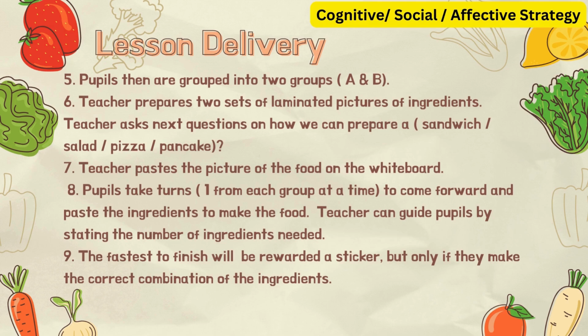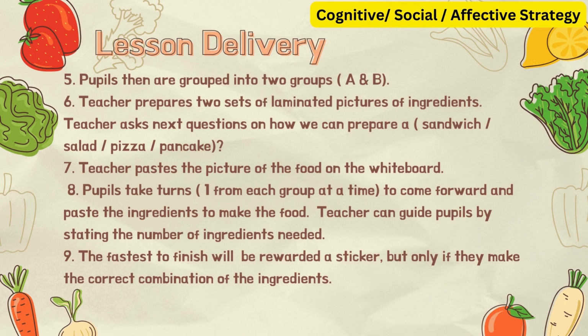The next phase is lesson delivery. At this phase, cognitive, social, and affective strategies will be used. For this third activity, the teacher will group students into two groups, group A and group B. Then the teacher prepares two sets of laminated pictures of ingredients, and the teacher asks the next question to the students. What food do you want and how can we prepare the food?